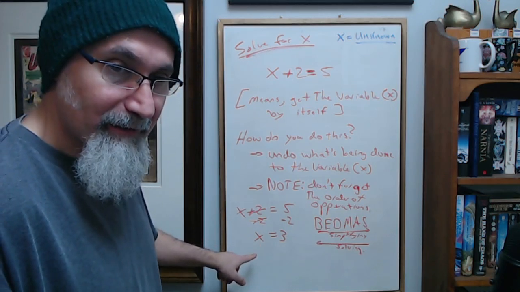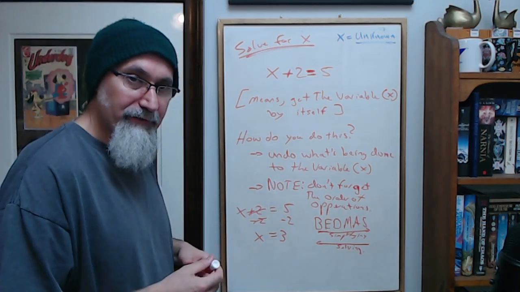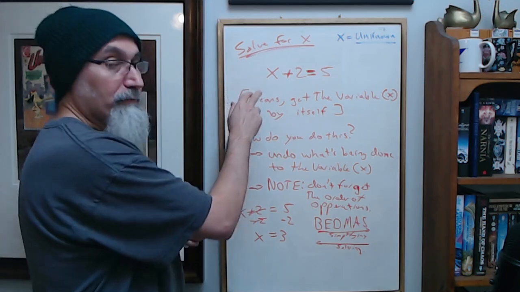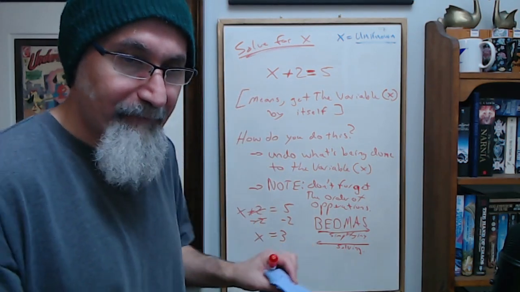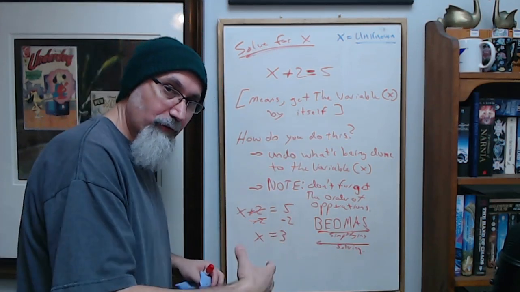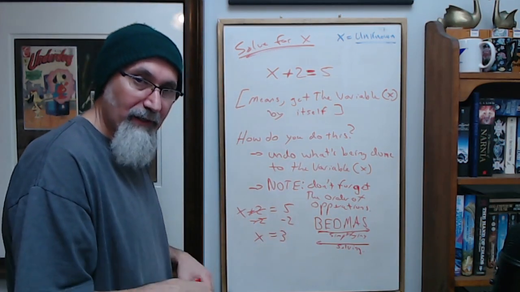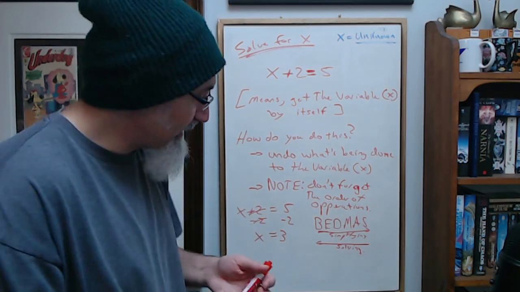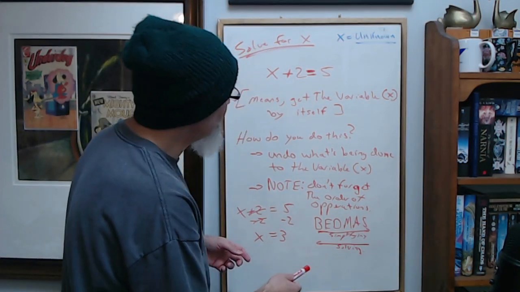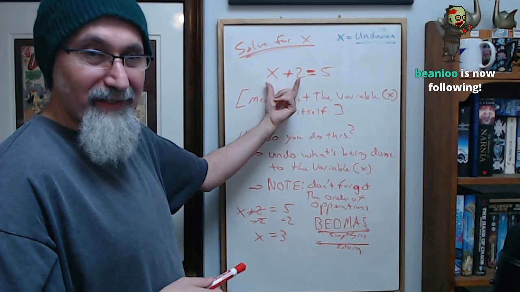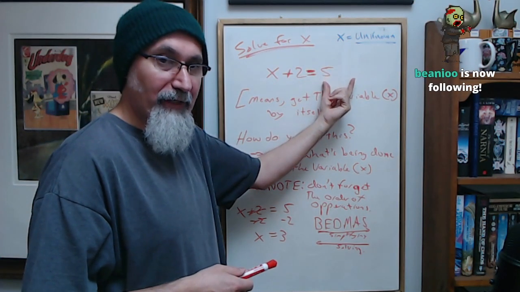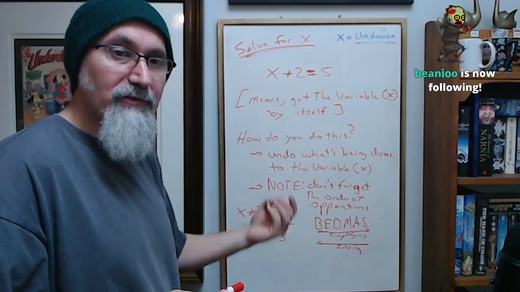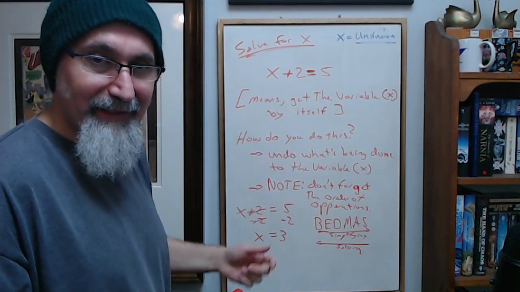Does that make sense? So let's expand on this. Let's look at more complicated equations, or do a couple more samples of this. We'll incorporate BEDMAS in there as well, because BEDMAS, when you're trying to simplify, means simplify one side if you can and simplify the other side if you can before you start moving things around or isolating the variable.